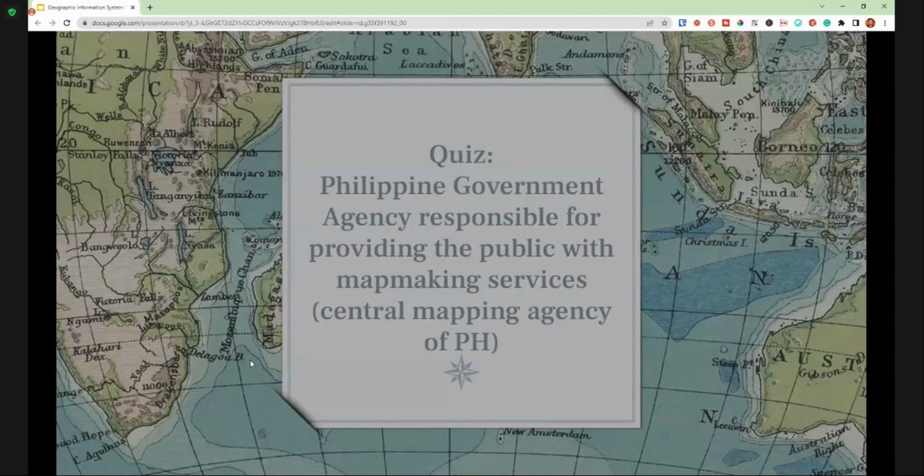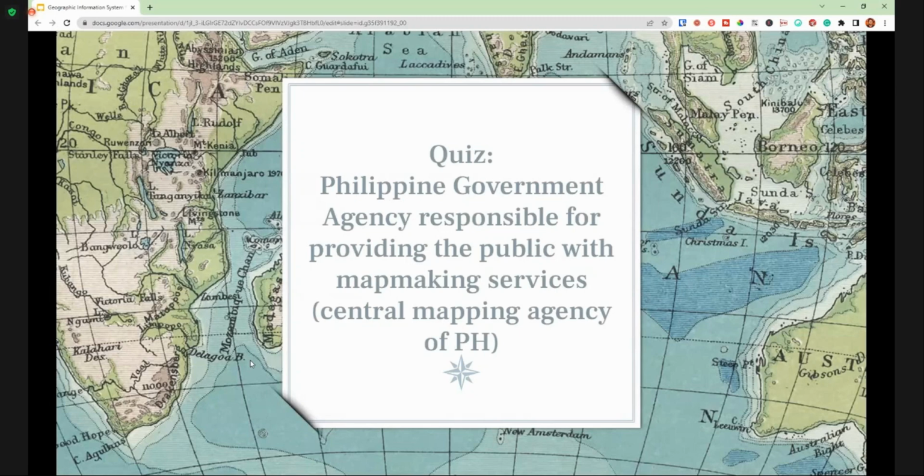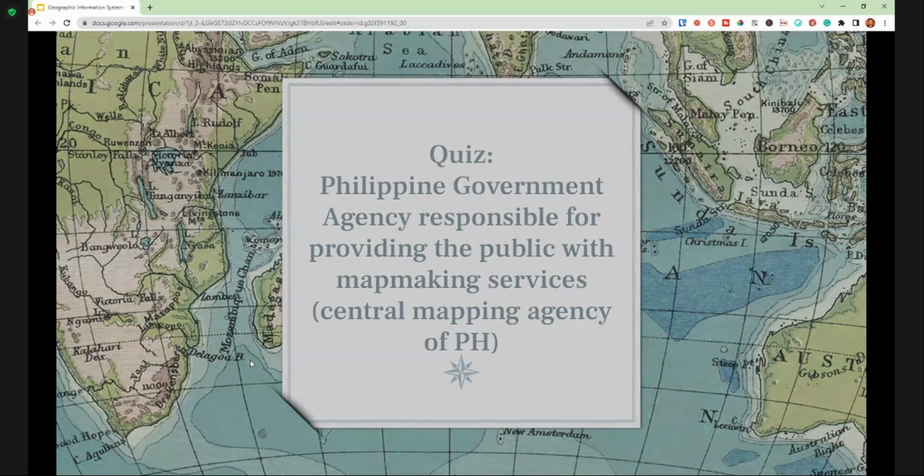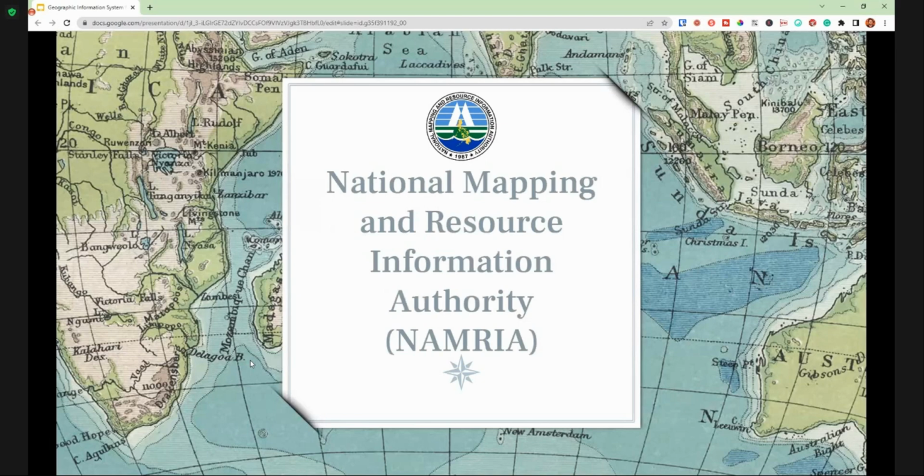Okay, so we have another quiz. So what Philippine government agency is responsible for providing the public with map making services, or aka the Central Mapping Agency of the Philippines? Hindi ba DENR? Joke lang, yeah. It's NAMRIA. So yes, you're correct, guys. It's NAMRIA. So for those who don't know, NAMRIA is the National Mapping and Resource Information Authority, and it's actually an attached agency of the Department of Environment and Natural Resources. So yeah, they provide lots of mapping services.